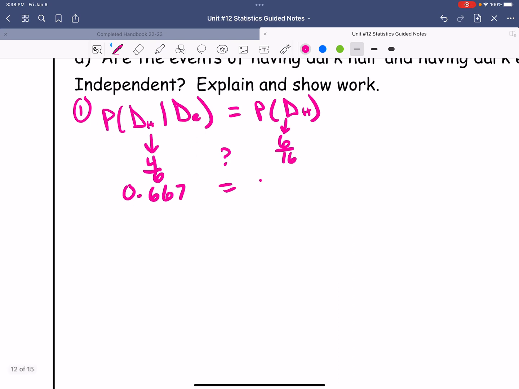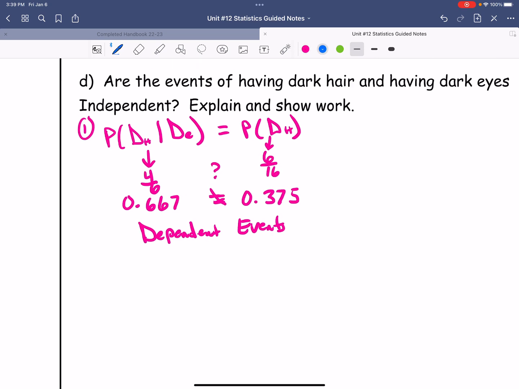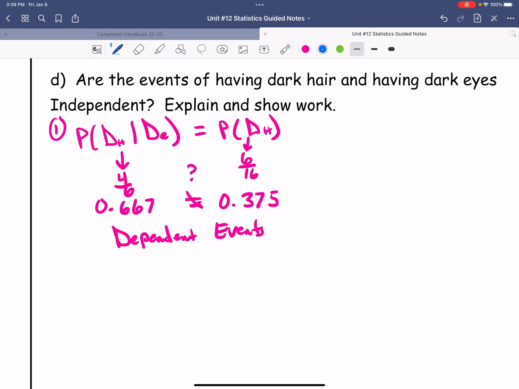And 6 divided by 16, taken to the thousandths, is 0.375. Now, these 2 decimals are not equal. And because they're not equal, we call these dependent events. So the one is depending on the other. Therefore, these events are not independent because their decimals are not equal when you're using this definition. Now, one question might be, could I have done light eyes and light hair? And the answer is yes. You would also get dependent events if you did it that way.